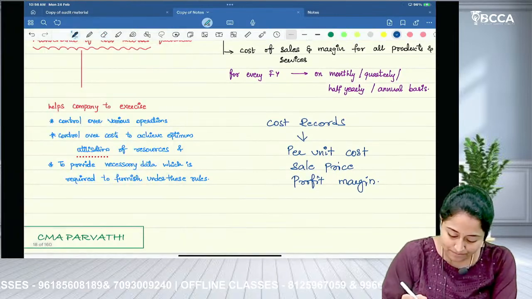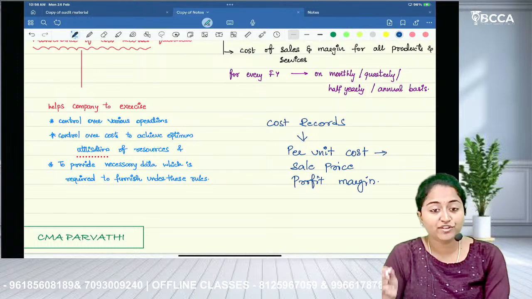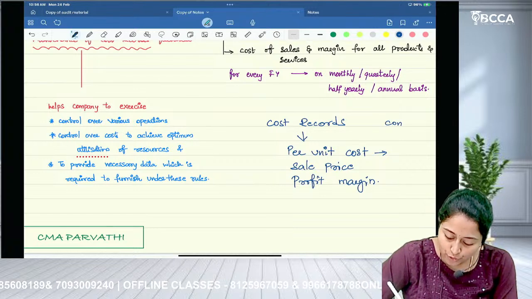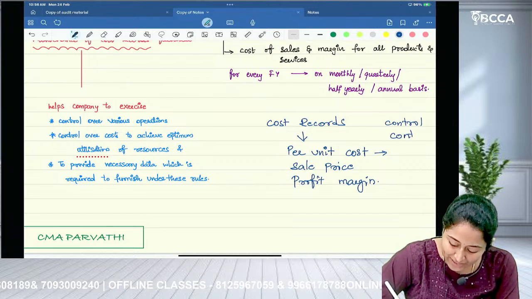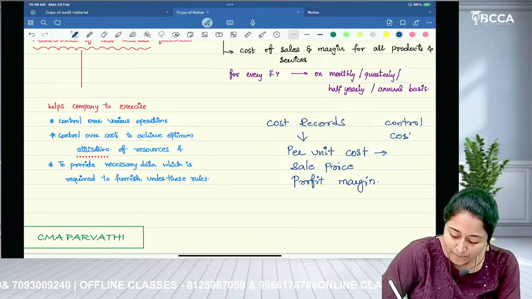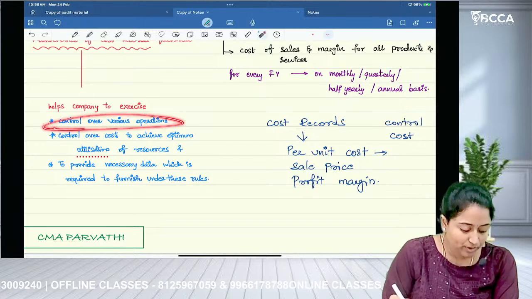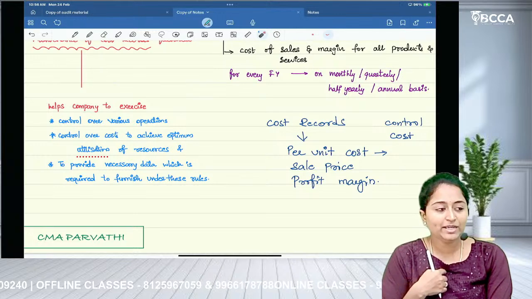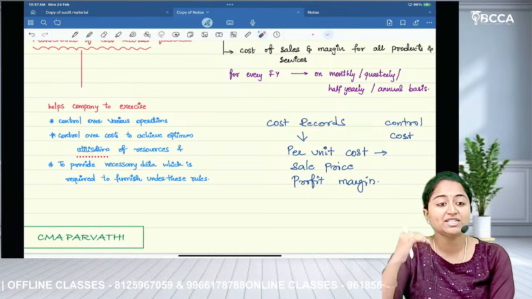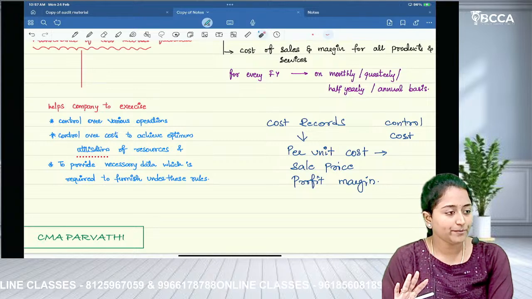Not only this, I'll be able to know what is the exact cost for each and every product, isn't it? Now, if I want to control the cost of one particular element or one particular product or one particular unit, will I be able to do it or not? I can do it, right? So it is nothing but control over various operations. If I know what is the cost in each and every operation, I'll know which operations are at higher cost. Isn't it?